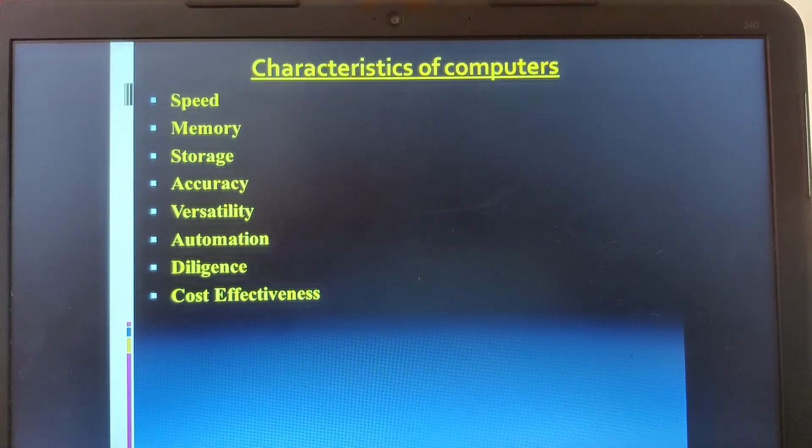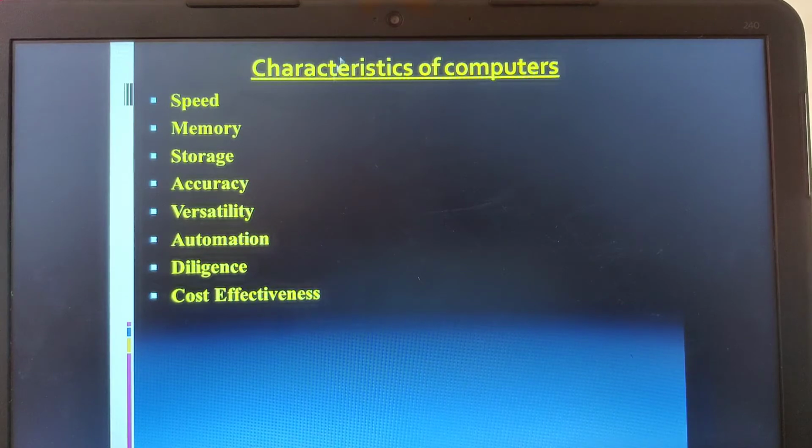So today we are going to discuss the characteristics of computer, wherein we have 8 different characteristics. The first one is speed, next is memory, storage, accuracy, versatility, automation, diligence and cost effectiveness. So it is a very important question from your exam point of view. It is a 5 marks question. They will be asking, explain briefly the characteristics of computer. Among 8, any 6 you can write.